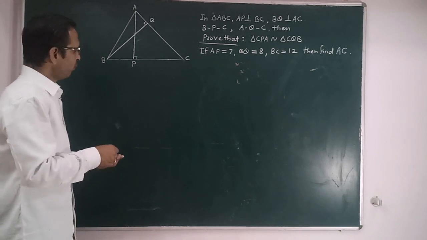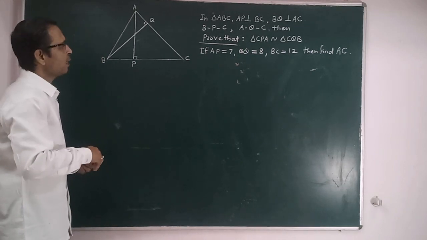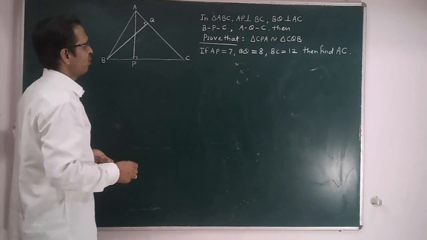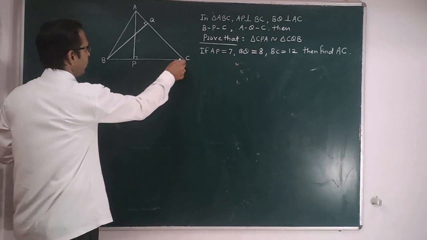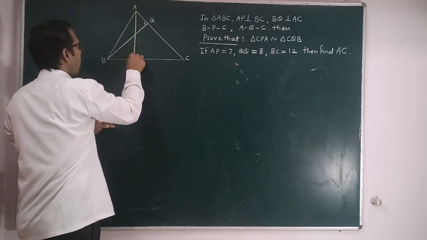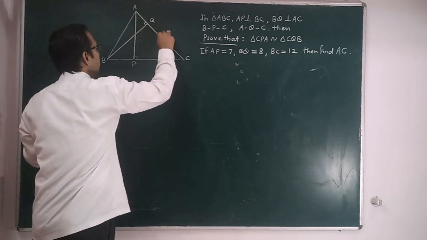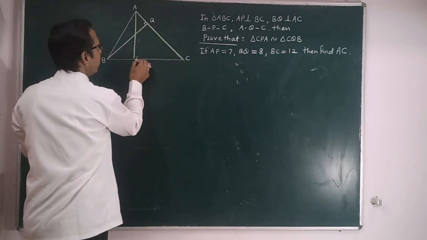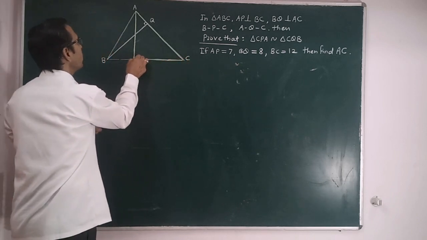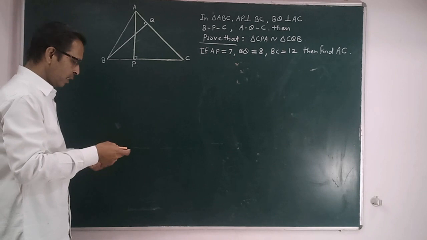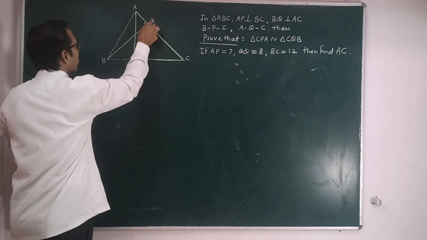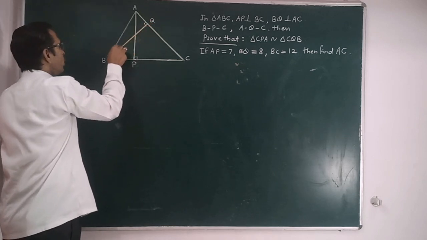Now when we look at the figure, the two triangles we have to show are similar. Now mark these two triangles first. CPA means this is a triangle. This triangle we have to show is similar with triangle CQB. This is one triangle. And this triangle is similar to triangle CQB. Here CQB means this is a triangle.